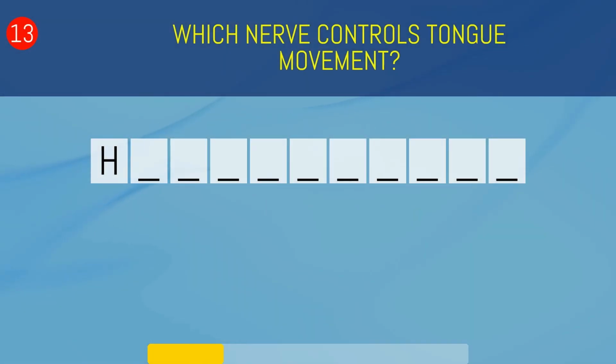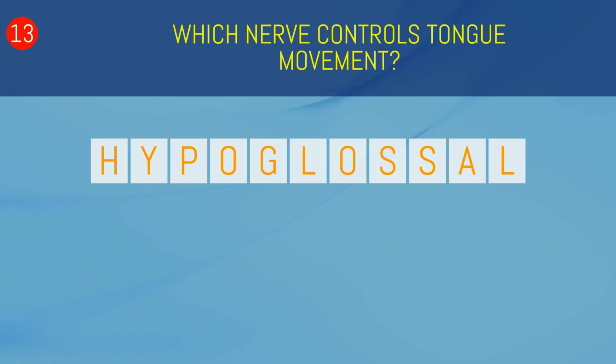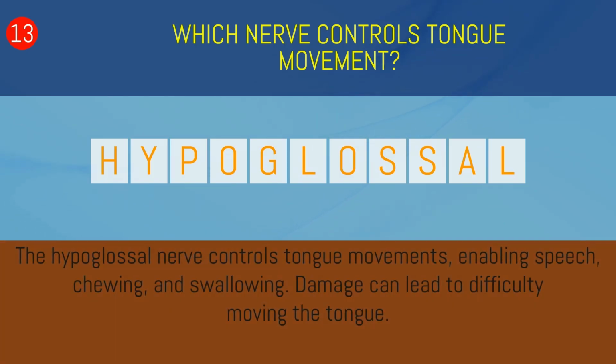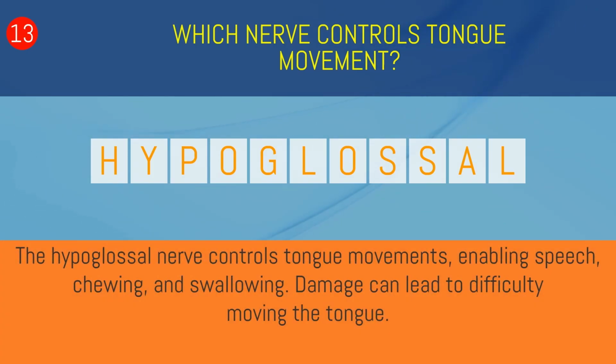Which nerve controls tongue movement? Hypoglossal. The hypoglossal nerve controls tongue movements, enabling speech, chewing, and swallowing. Damage can lead to difficulty moving the tongue.